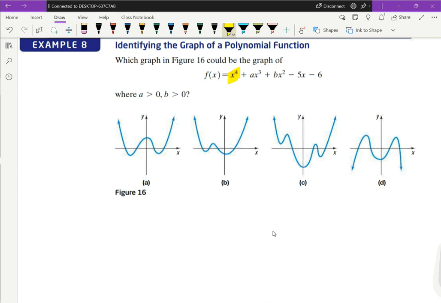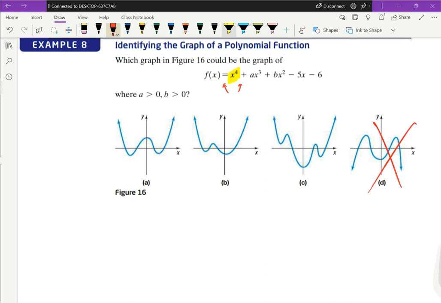So for even functions, the ends of the graph look the same. If it's positive, it's going to go up. If it was negative, they'd both be going down. So overall, letter D is out because the ends on that function are both going in the downward direction. So that disqualifies it.